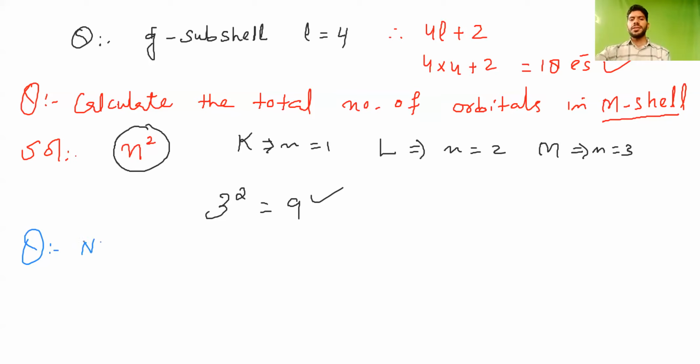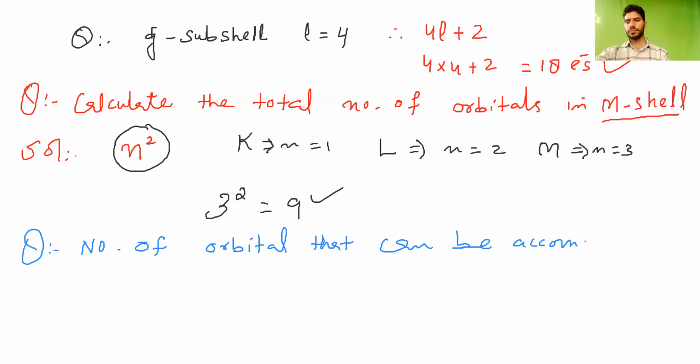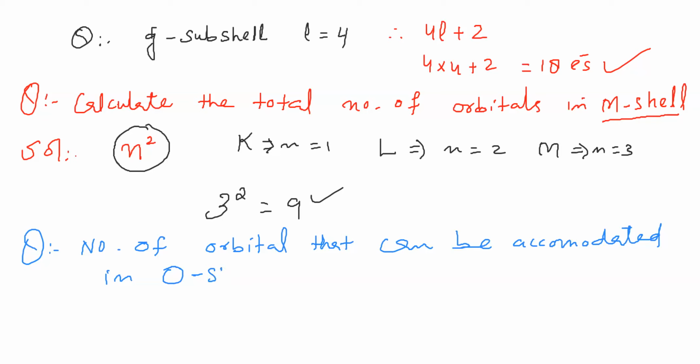So now can you tell me the number of electrons that can be accommodated in O shell? Sir, 25. So what is that? How to calculate this? What is the formula? I have told you the formula.